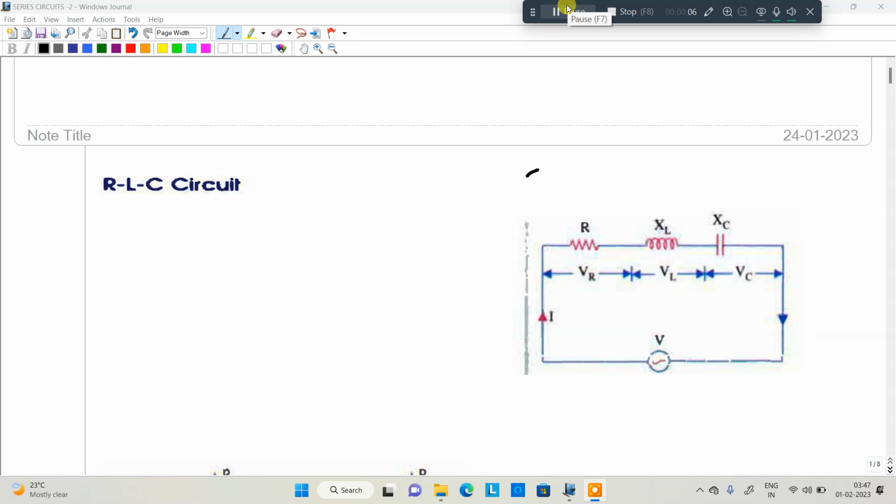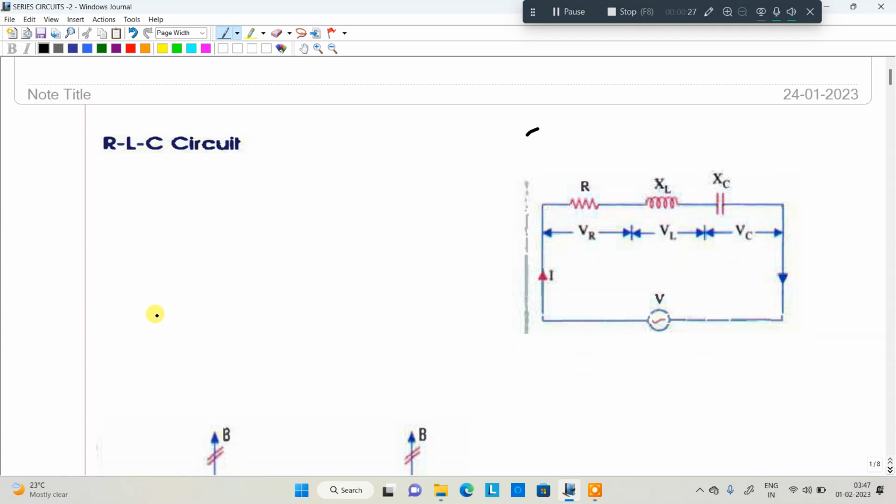Now we are moving to lecture number 3 from the series AC circuit, that is Unit 2, Chapter number 2. With that we are going to complete the chapter number 2, series AC circuit. So far we have discussed RL and RC circuits. Now we are moving to the RLC circuit: the RLC circuit phasor diagram and the related formulas.